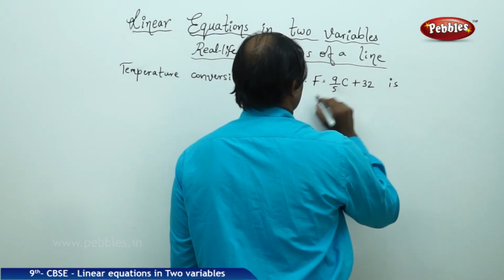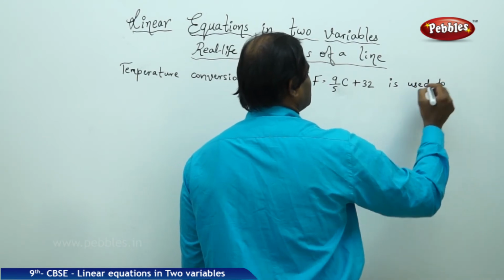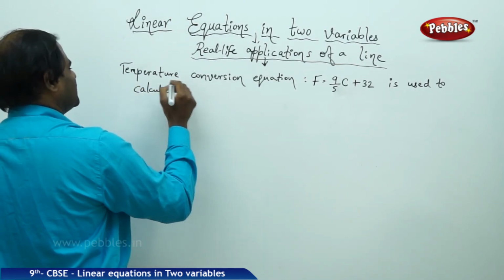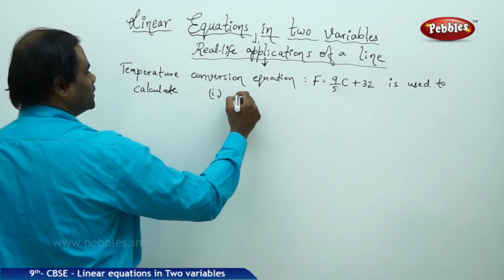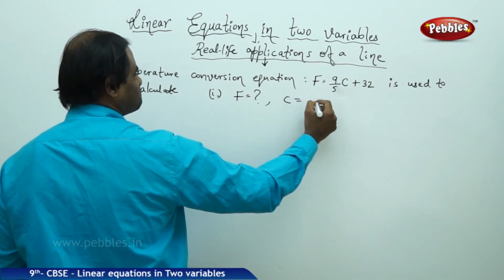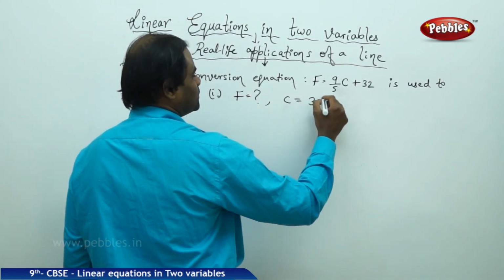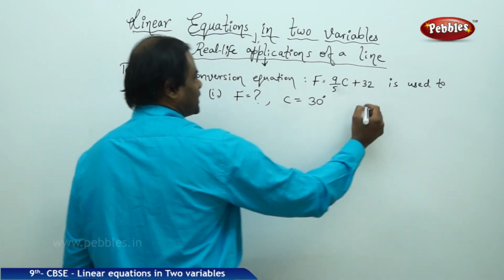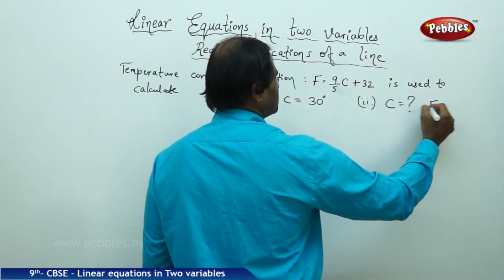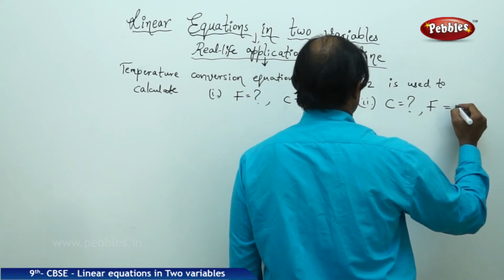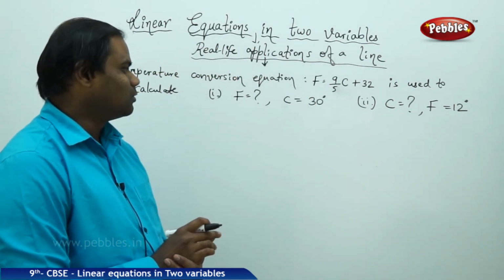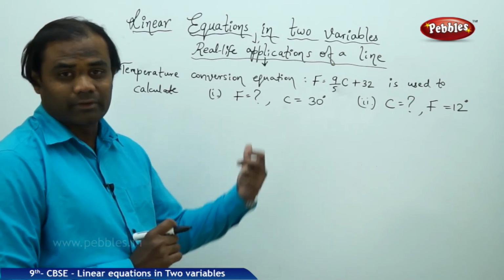So this temperature conversion equation F is used to calculate, initially, the Fahrenheit when C is 30 degrees, and secondly the centigrade when the Fahrenheit is 12 degrees. So let's see how these conversions can be done for the given real life situation.